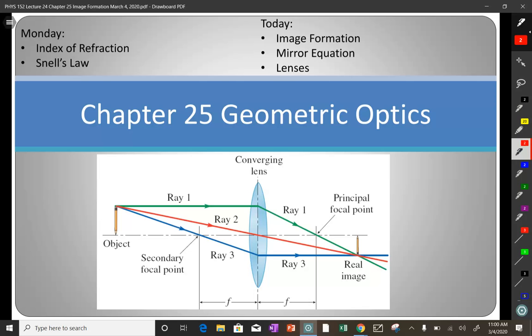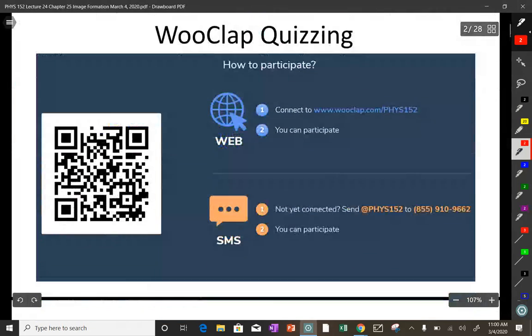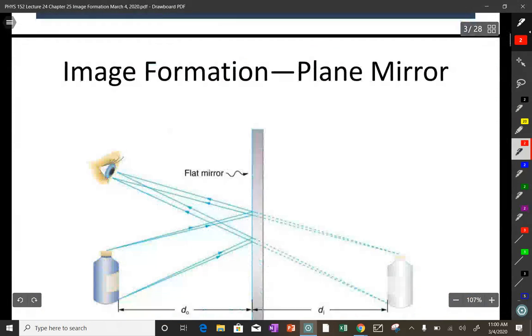So to get started, I am using something else so I can draw stuff better. We're not going to do any woo claps, so don't worry about that.